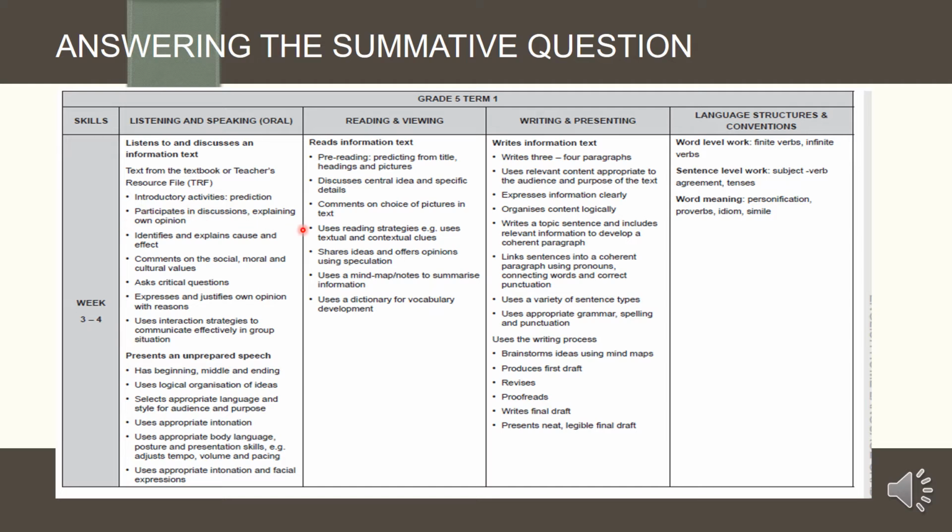And to take part in a discussion and explain their own opinion, that's still also under pre-listening, and can also be during listening activities. Identify and explain causes and effects, social, moral, you get the whole point. And so much more, if you want to assess them, you can even get them to talk about the text in an unprepared speech, and so on. You can read further. That's CAPS grade 5 term 1.